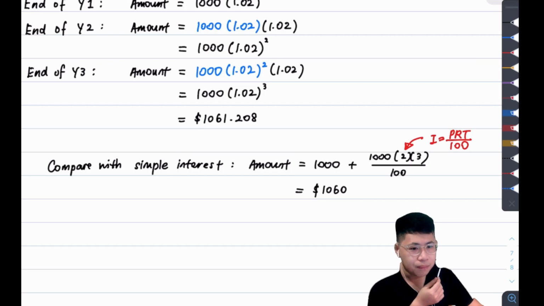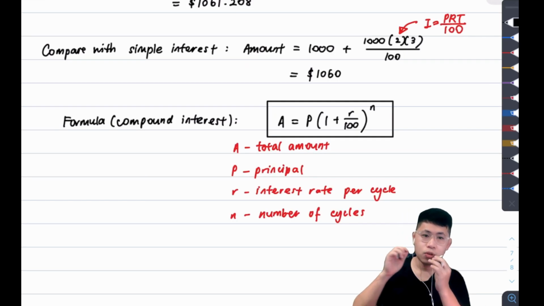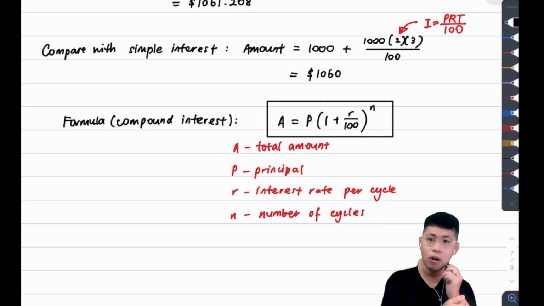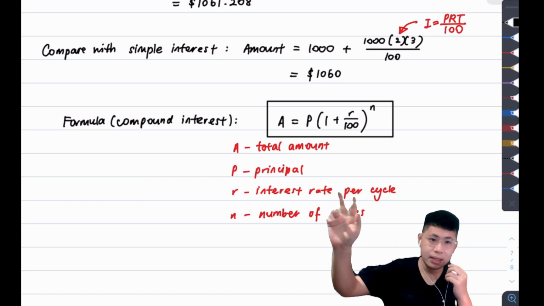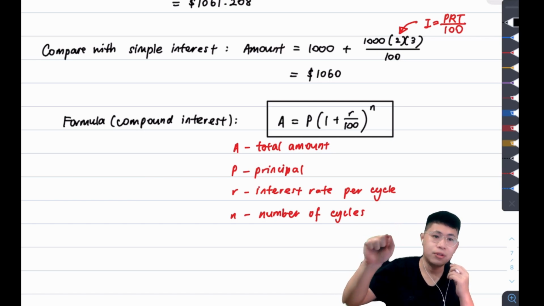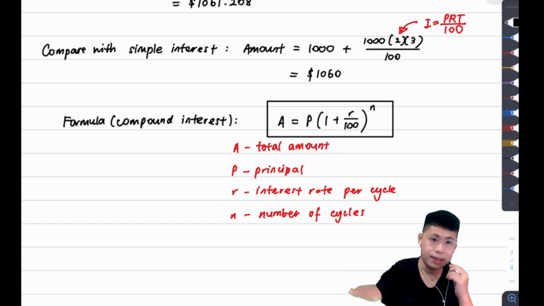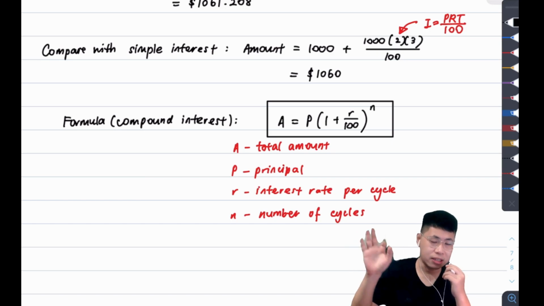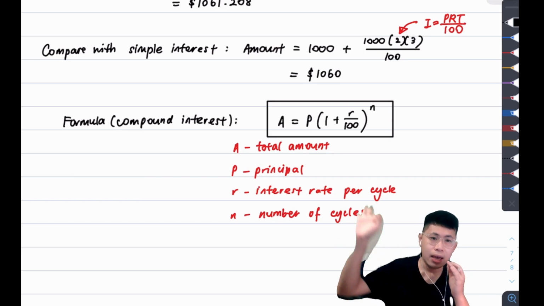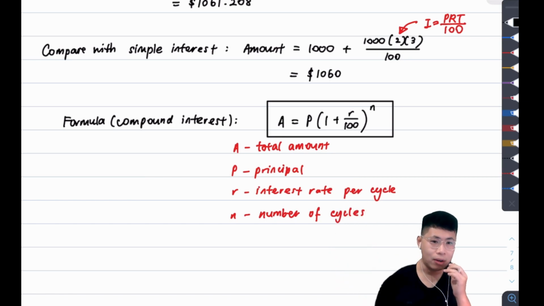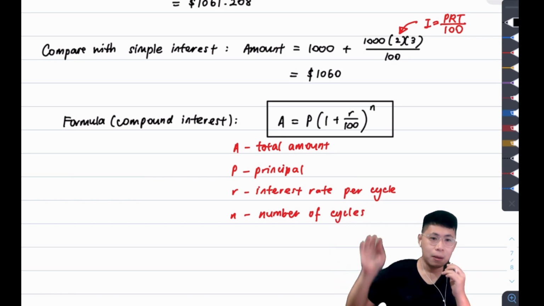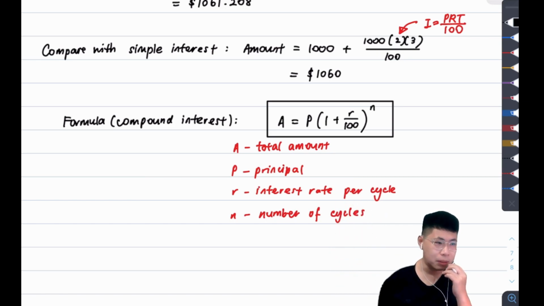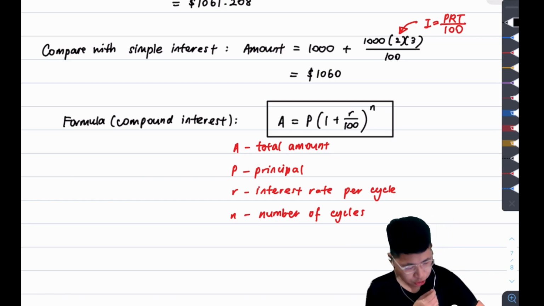With this, we have our formula for compound interest, which is A equals P times (1 plus R over 100) to the power of N. Let's take a look at what each of these letters mean. There's a lot of variables inside. A would be the total amount of money. P would be the principal amount. Principal means the original amount.